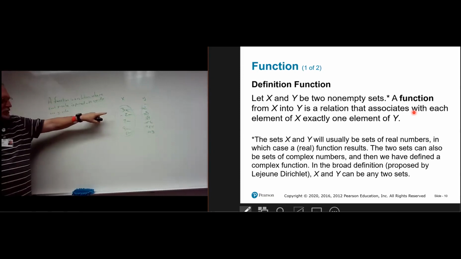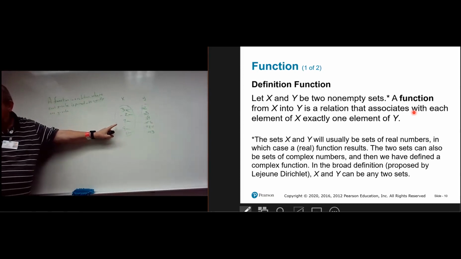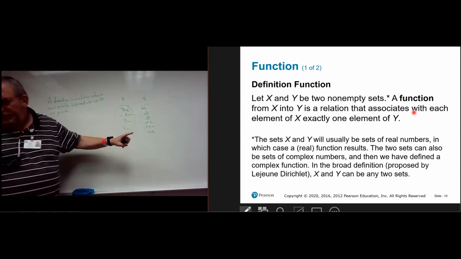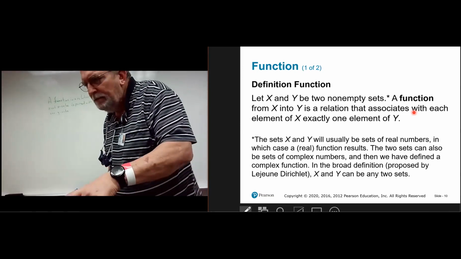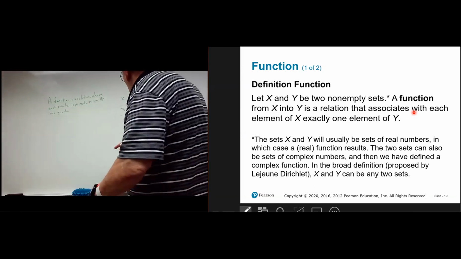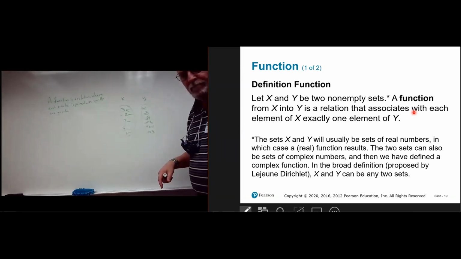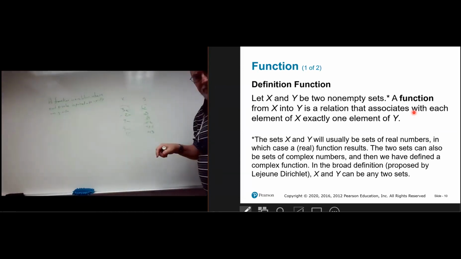So this example here, would this be an example of a function? And if more of y'all, I could see heads nodding or shaking. What did you say? No. Why not? How does this not fit that description, that definition? Because the 3 has 2 Y values. 3 has 2 Y values.